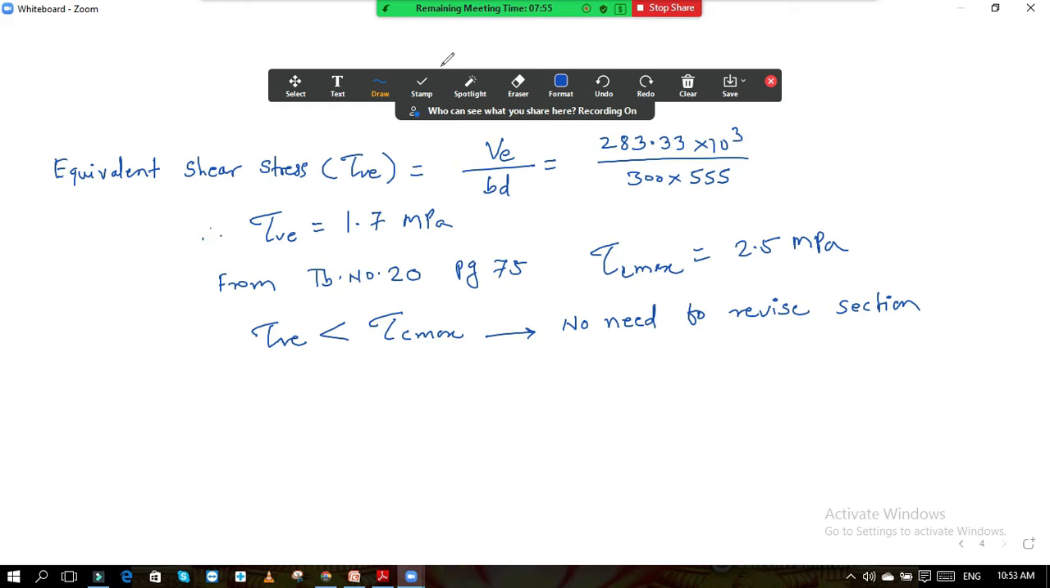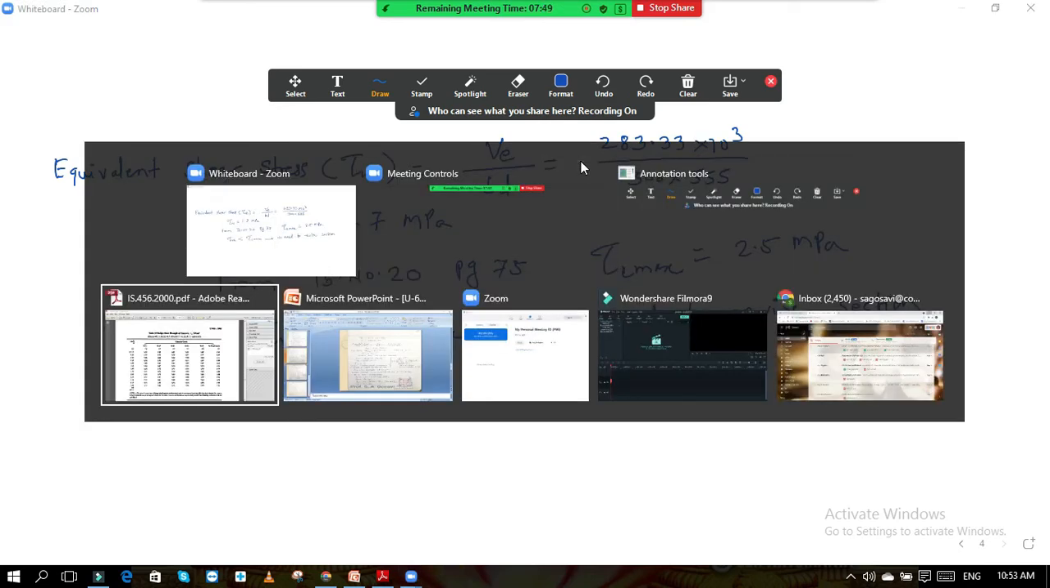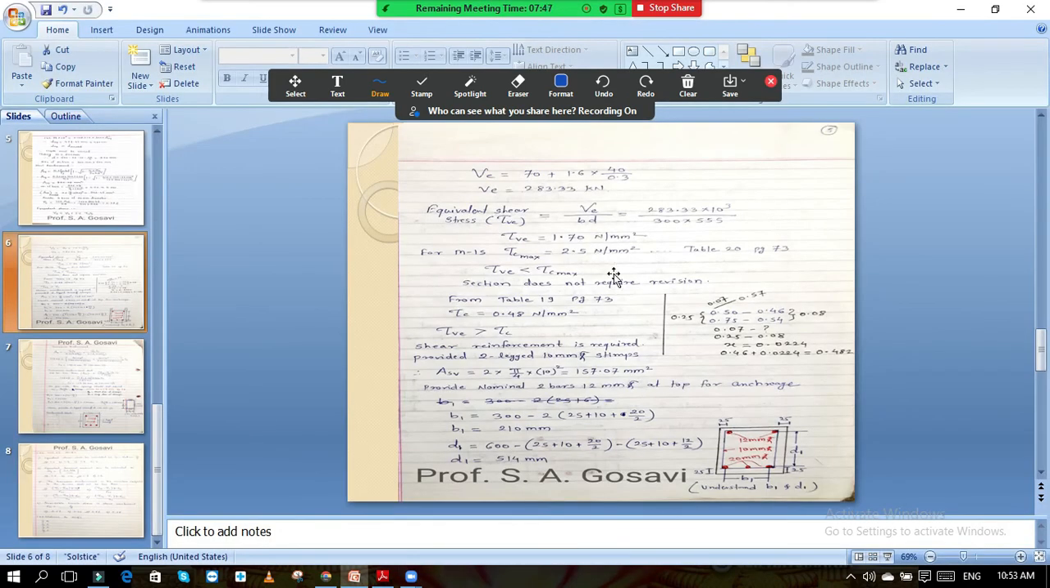Okay. So now tau c permissible. Why are you taking too much time now to calculate the value? Please calculate it.